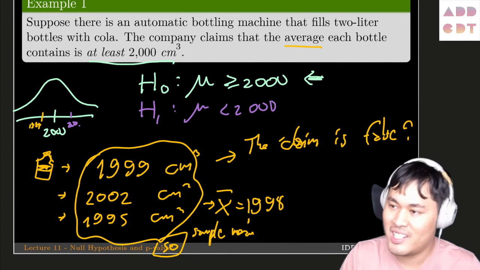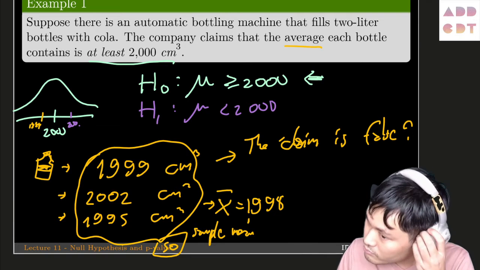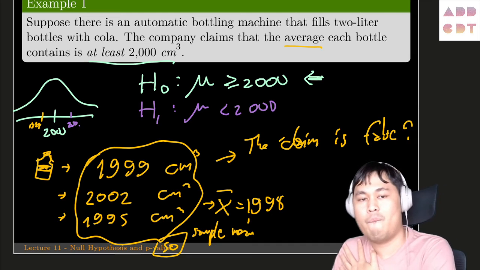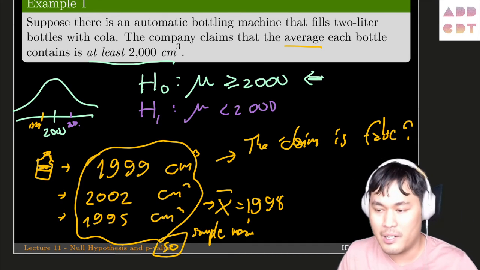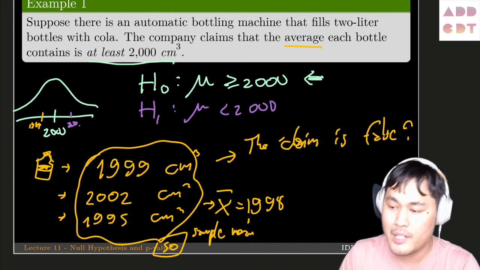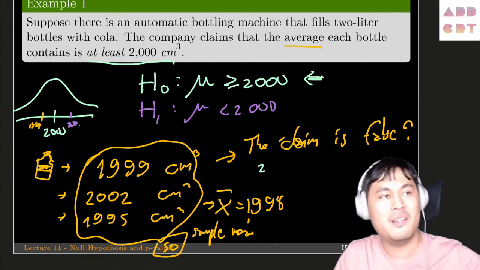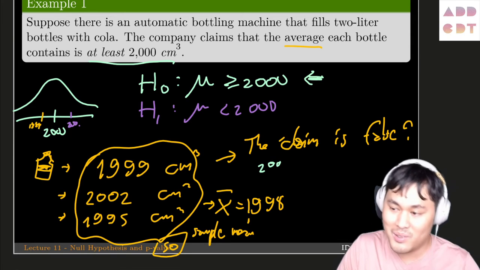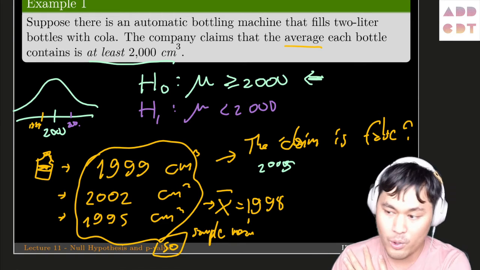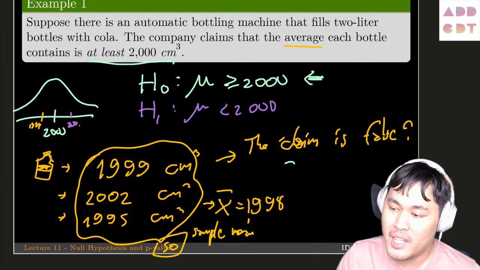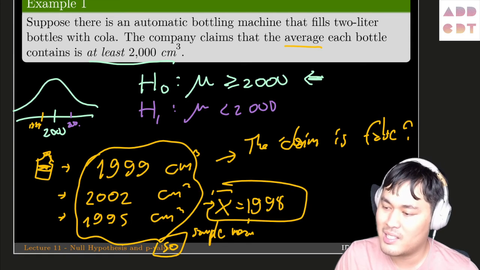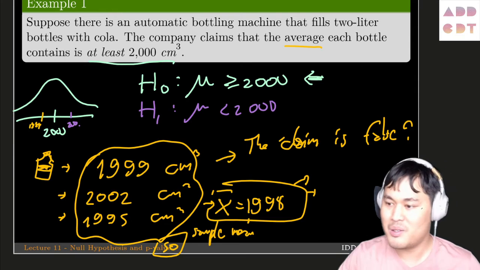The answer is again not quite, because even though 50 seems like a lot, maybe we are just unlucky. Maybe if we let other people repeat the same experiment, buy bottles, measure them and find the average, then maybe 100 other people will get 2,005, and we are just the unlucky group. So we can't say that yet. But the question is, what can we say about that? And the answer is this whole lecture.